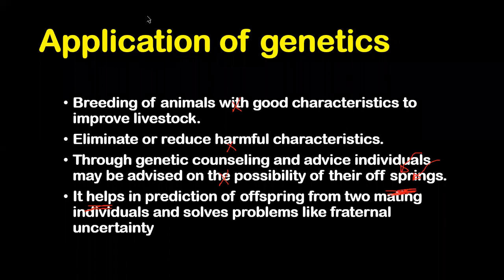Then prediction of offspring from two mating individuals and solving problems like fraternal uncertainty. Same thing. Teacher, what is fraternal uncertainty? That's what I've been talking about. Fraternal uncertainty means not clear. So in cases where somebody is not clear on who is the dad of the child, then you go for a DNA test. Yes, that's brilliant work.